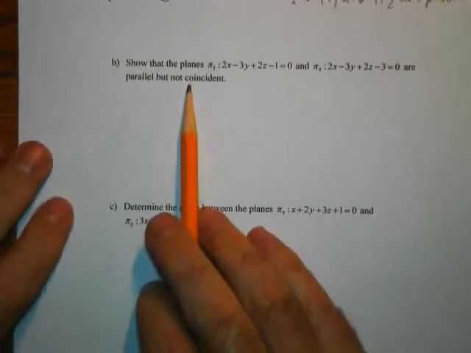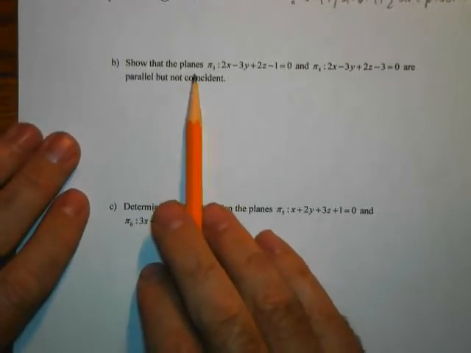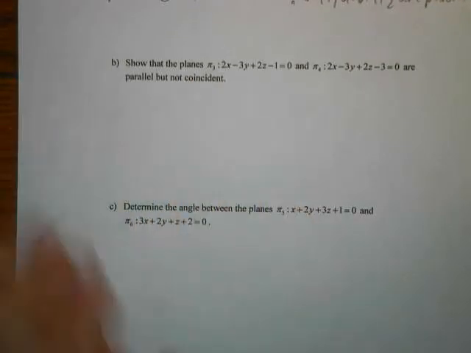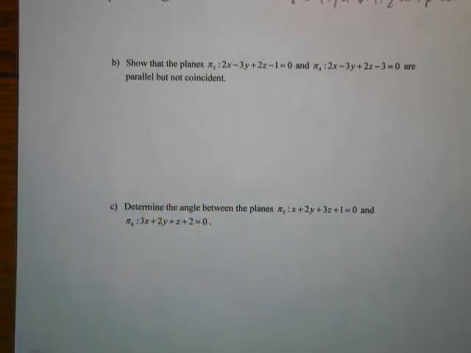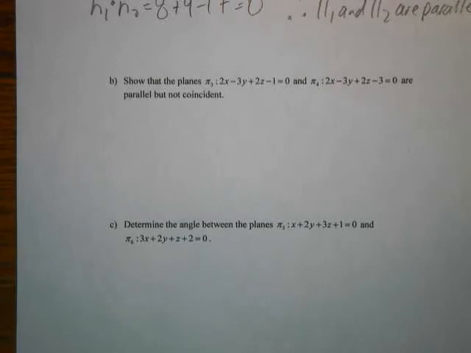Now here we're going to show something like that. Show that plane 3 and plane 4 are parallel but not coincident. So parallel means they're going to have scalar multiples for their direction vectors, but they also have scalar multiples for their normals, but they won't have any points in common.